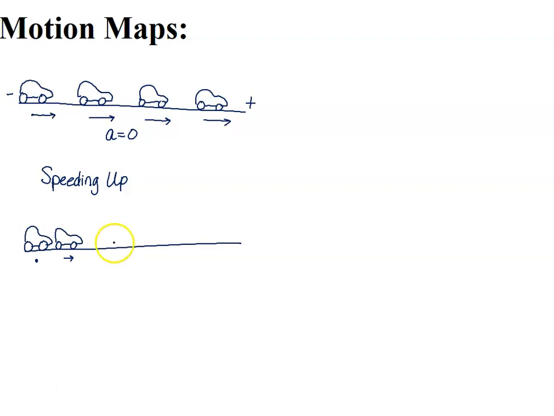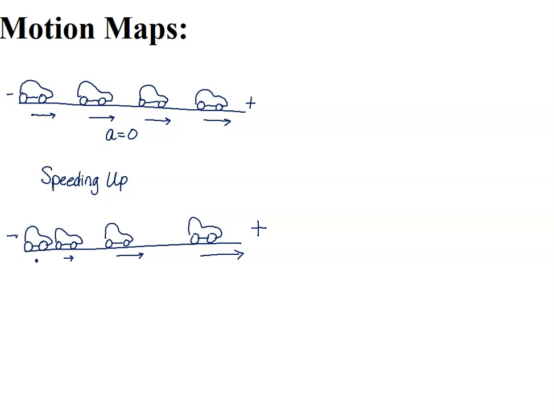But if I take my next mental picture, the distance between my cars will have increased because the car is getting faster, and my arrow is going to get longer. My next mental picture may put the car even farther away. And so this is my motion map of something that is speeding up. As I said, the direction it's moving is positive, the opposite is negative.